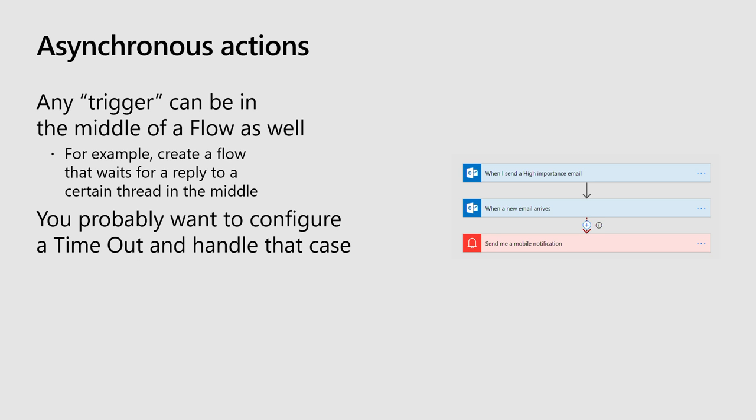So in this very simple example I have on the slide, what I actually want to do is every time I send a high importance email, I want to wait until somebody responds on that thread. And if nobody responds, it's going to send me a notification to remind me to ping the thread. So this actually uses a trigger as its second step, which is, like I said, a bit counterintuitive, but you can actually do that right inside of a flow. OK, so let's switch back.